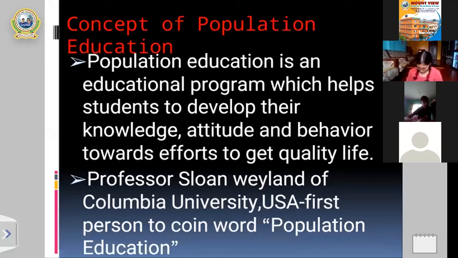Towards efforts to get a quality of life, positive thinking, positive behavior, and positive knowledge are very essential. Through population education, students can learn to create positive attitudes and behaviors to make a quality life. As we all know, quality life is very essential, and it helps provide satisfaction in life without any disturbance or interference, right? So the definition is mentioned in the slide.